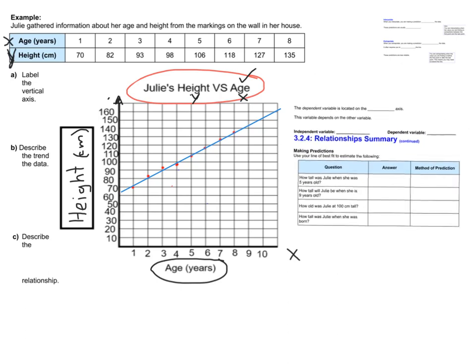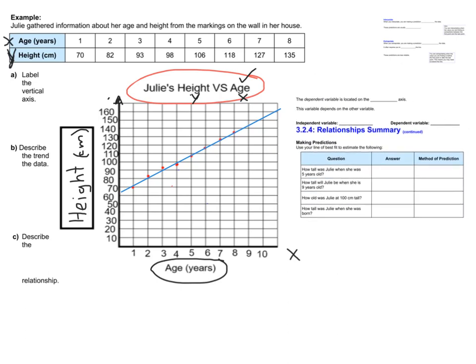Then on the next page, it has this little chart here. So let's answer this chart here. It says, use your line of best fit to estimate the following. So we're going to estimate these things. So it's going to give us a question, and again, we are estimating. We're not going to look at the table of values. We are estimating. So here's the question.